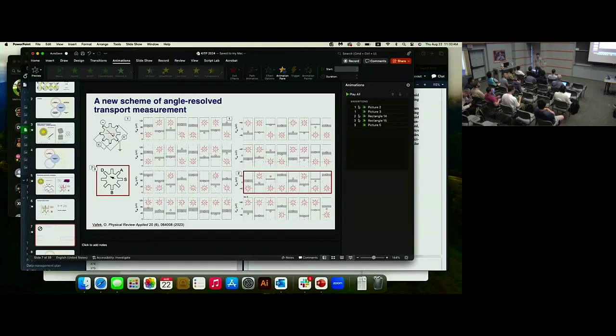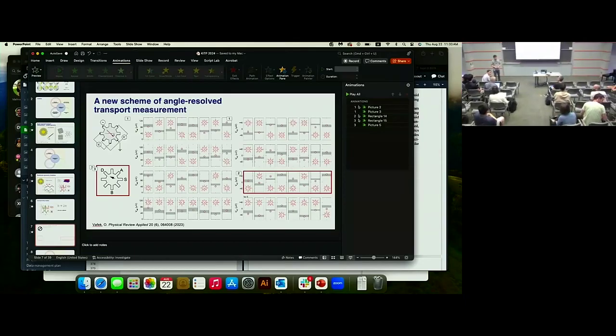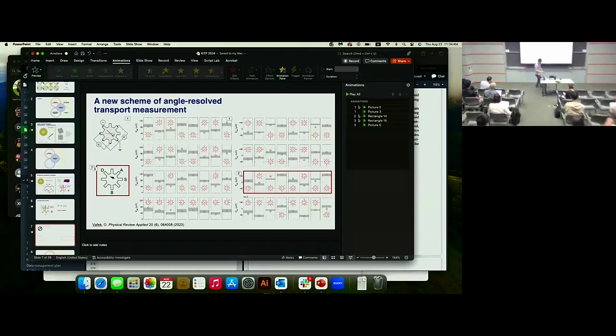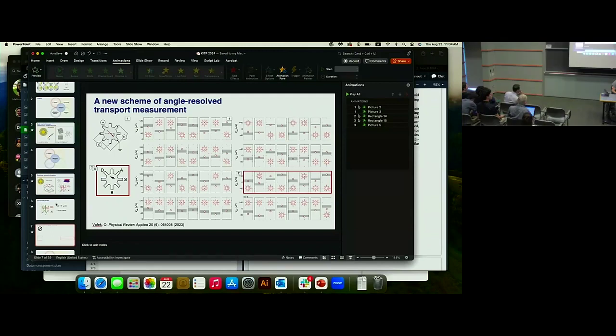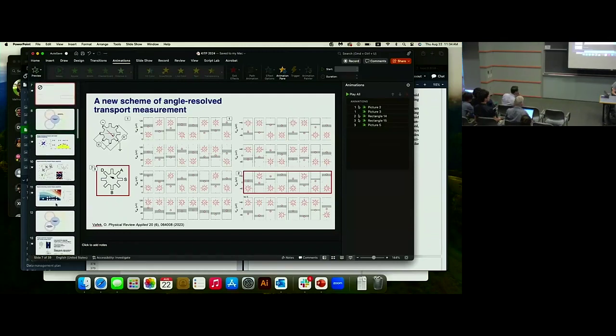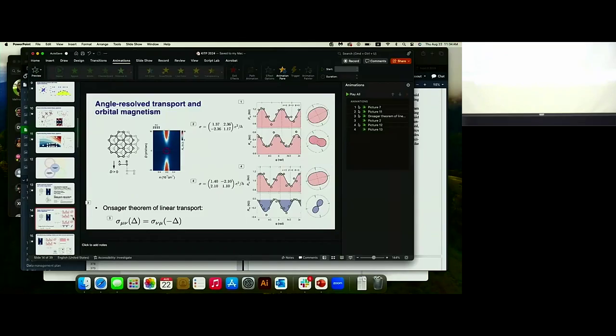Okay, yeah. It's amazing data that you showed. The one technical question I have is how do you know there is no trapped magnetic field here, any residual magnetic field that can break the time-reversal symmetry? Right. Yeah, that's a great question. I assume that you're referring to this measurement.